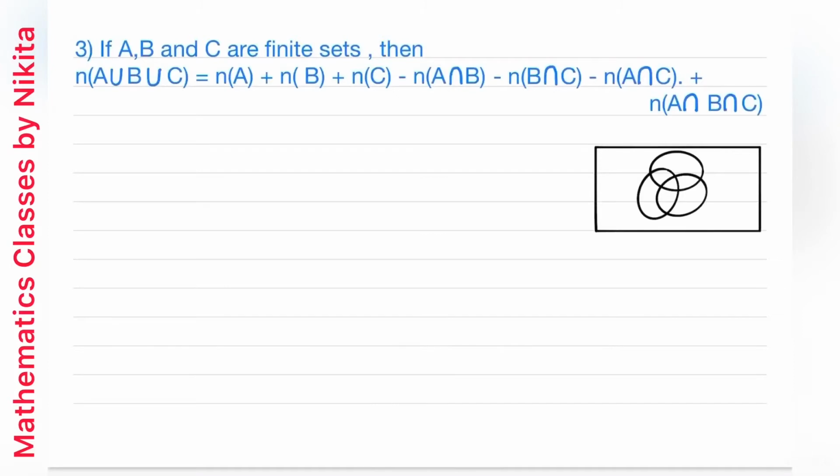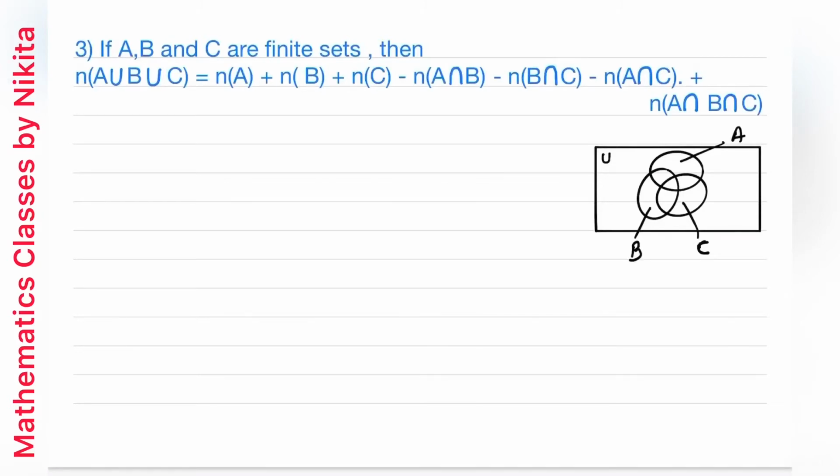Suppose that this is U, this is the set A, this is B, and this is C, and we want to find the number of elements in A union B union C. So what we are doing from the formula, let's see. First we have taken all the elements of A, then we have taken all the elements of B, then all the elements of C. Now in this procedure, while taking the number of elements of A, B and C, we have taken the common elements so many times. So that is why we are subtracting the number of elements in A intersection B.